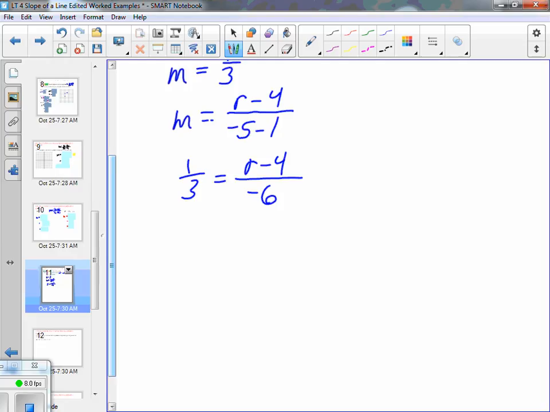I need to multiply the 3 times the r minus 4. So 3 times r is 3r. 3 times negative 4, negative 12. And then I need to multiply the 1 times the negative 6 and get negative 6. Add 12, divide by 3.